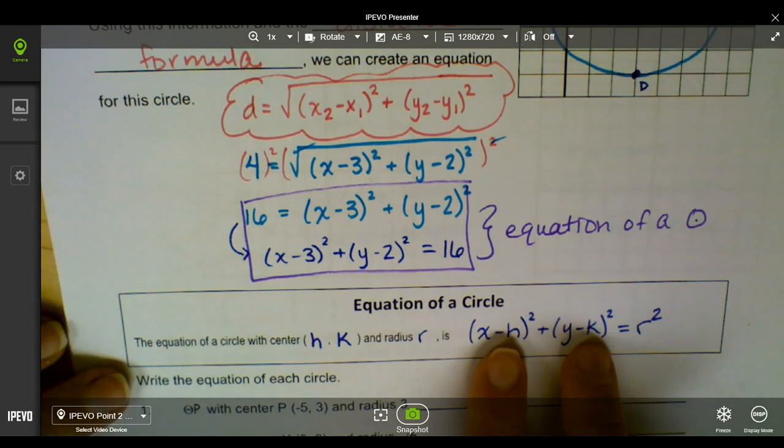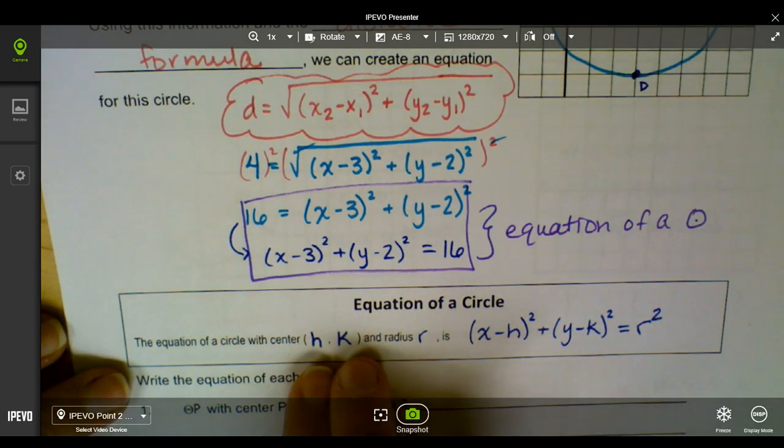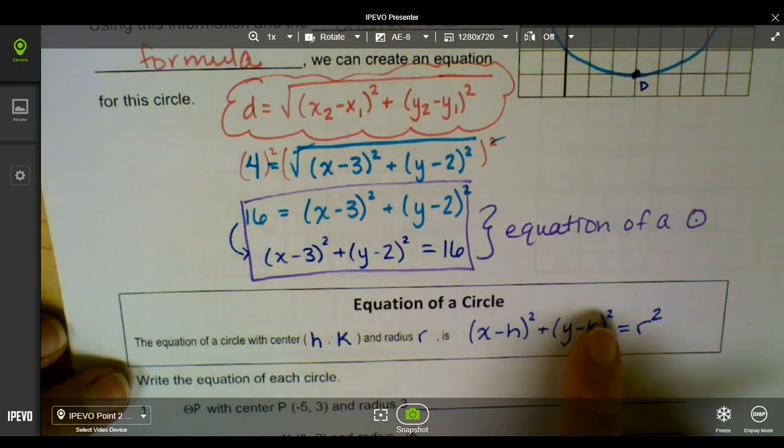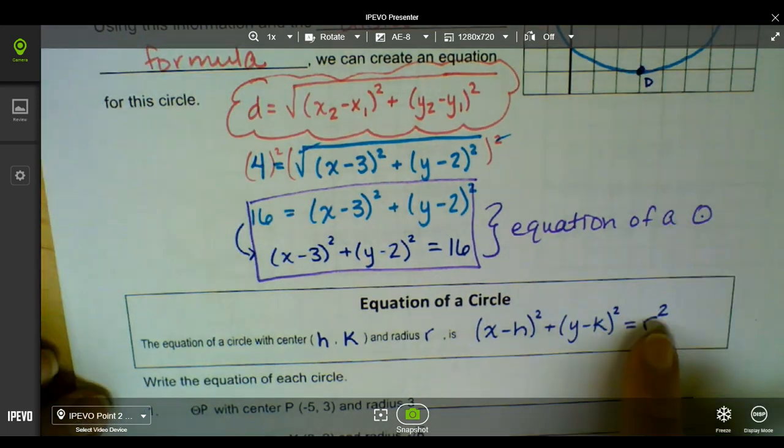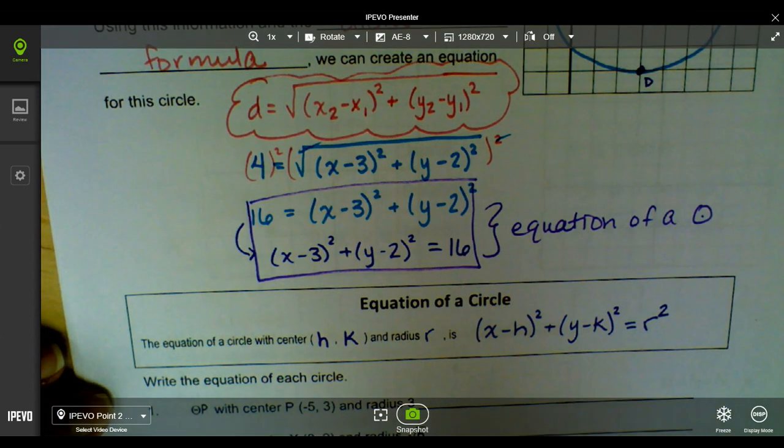So your h's and k's are always going to appear opposite that they do in your center. You always have to have these squareds on the outside. You're always adding these, just like in the distance formula, and it's always going to equal your radius squared.